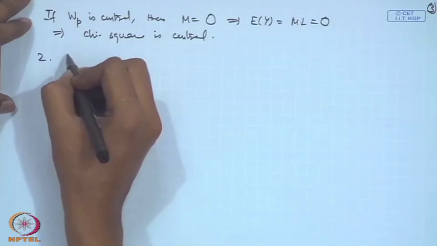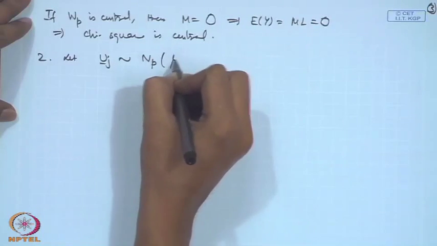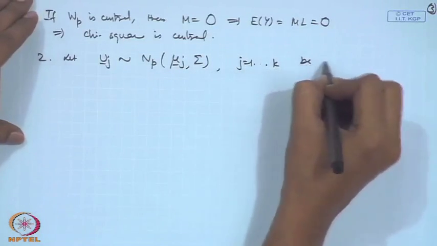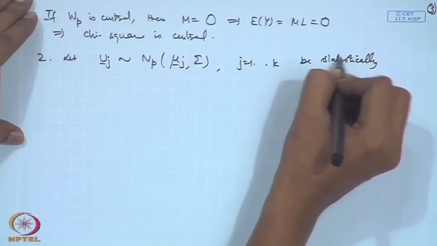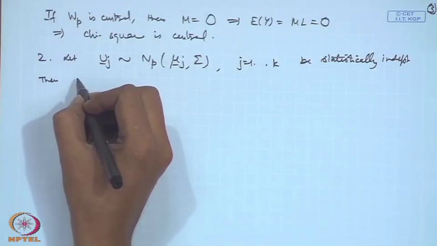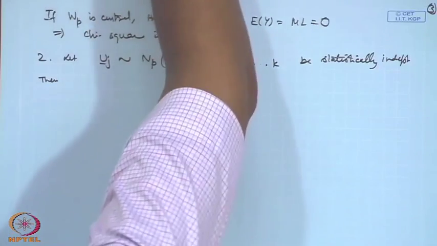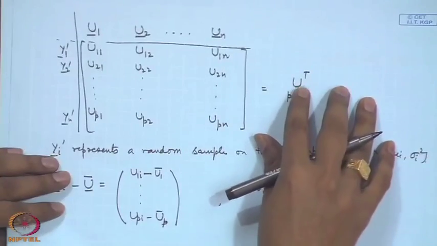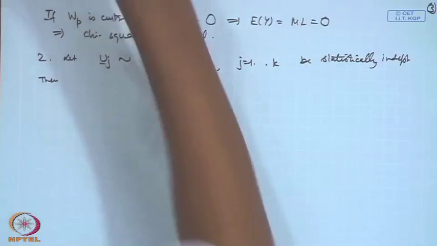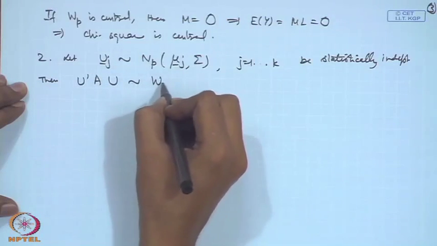Let us look at the second property. So, once again we are considering U j following N p mu j sigma for j is equal to 1 to k. Suppose they are independent. Then, in the previous one, I defined what is U. I defined the matrix here as U. So, if I use this U as the components of U 1, U 2, U n, then if I consider U prime A U, then this will have Wishart.